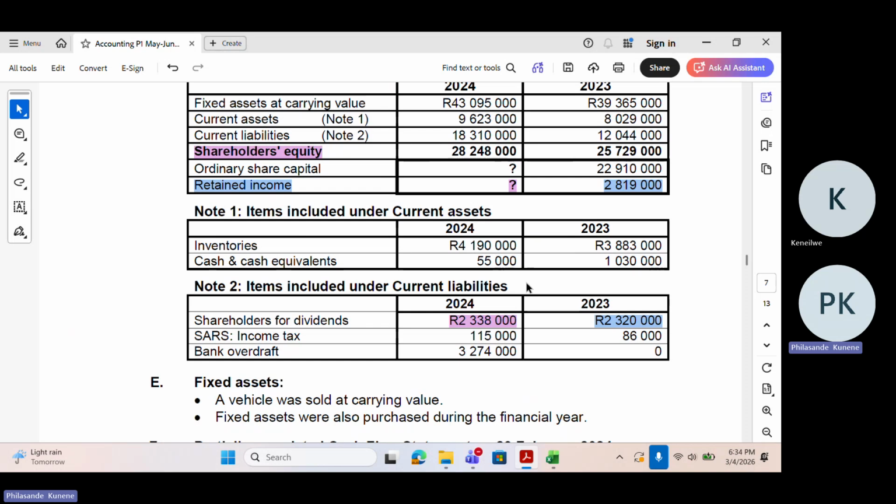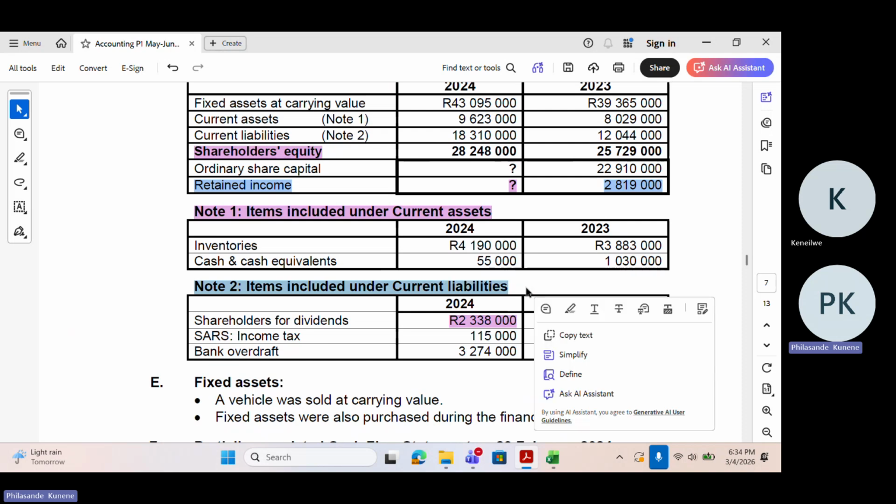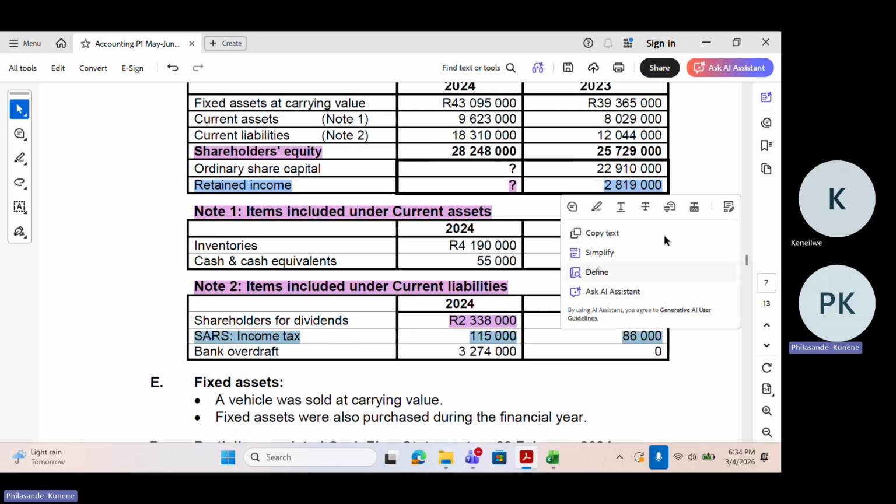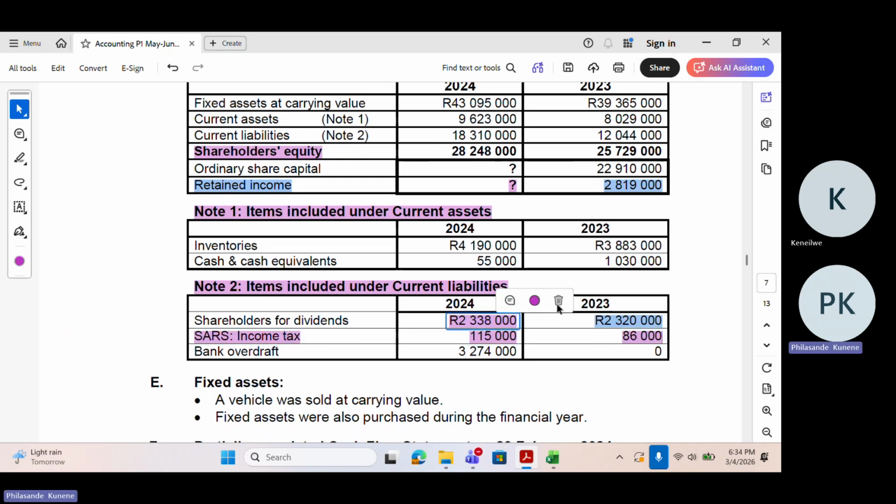I did say to you before that SARS income tax can be a liability account, it can be an asset account. If it's sitting under current assets, that is an asset account. If SARS is sitting under current liabilities, that is a liability account. Looking at the information presented here, this is a liability account because it is sitting under current liabilities, both opening and closing. So I need to deal with it as such, as a liability account.